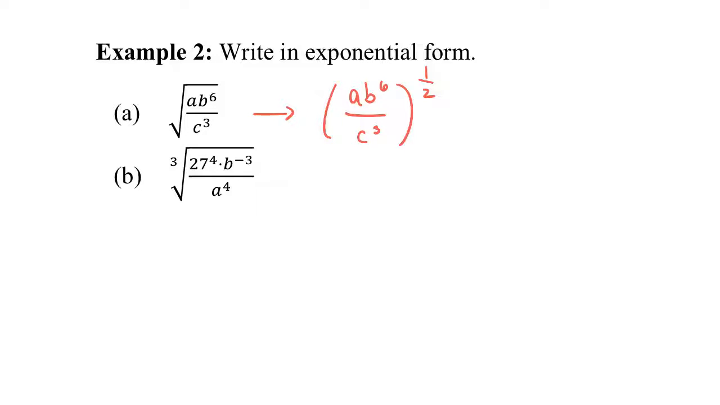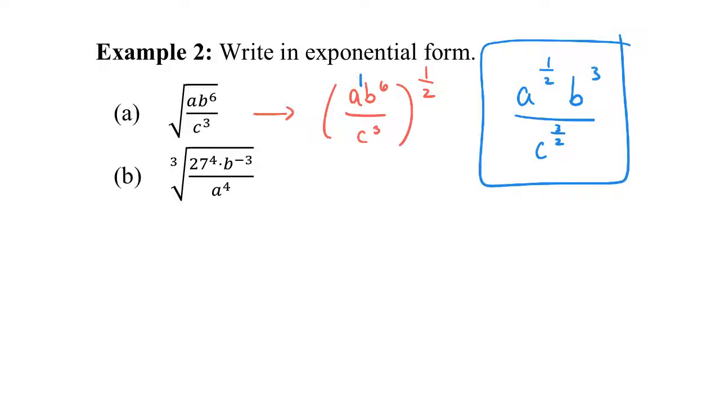But now that everything is raised to the 1/2 power, when I raise a power to a power, what do I do again? Power to a power. So A is really to the 1. I'm going to put it in blue in case you don't see that, for those of you that are forgetting, A has a power. The power is 1. So A to the 1 to the 1/2 just becomes A to the 1/2. B to the 6 to the 1/2 becomes B to the 3rd. C to the 3rd to the 1/2 becomes C to the 3/2. And that's it for part A.